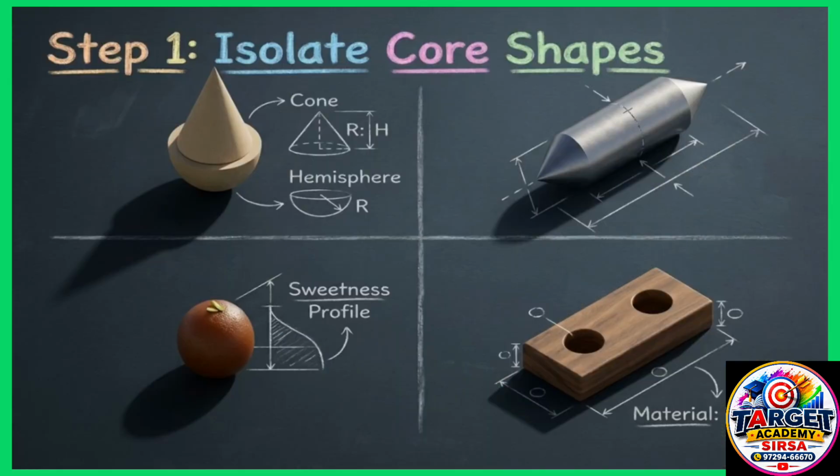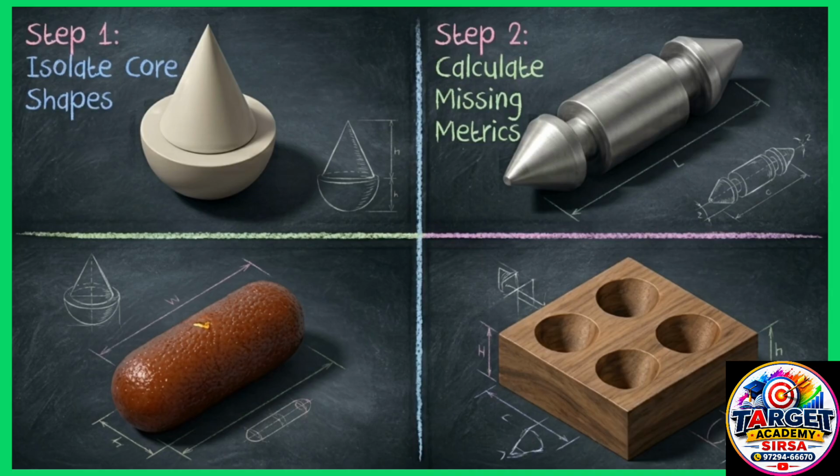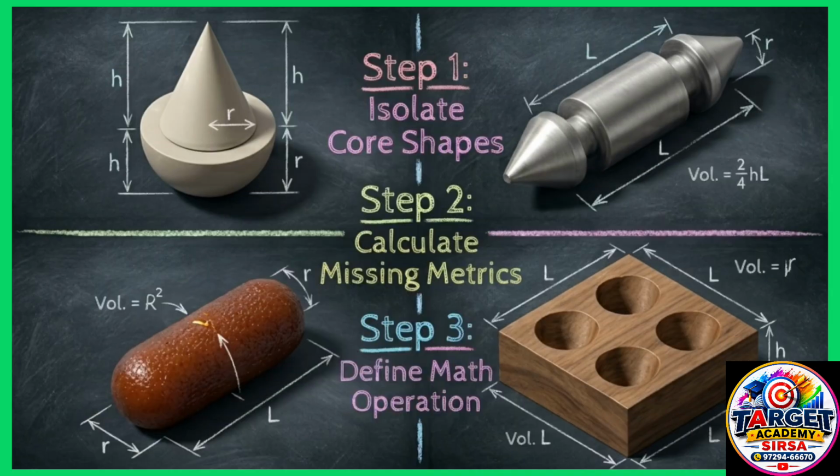As you can see in these 4 models, mastering 3D volume comes down to 3 rules. 1. Deconstruct the object into basic primitives. 2. Find the hidden dimensions by analyzing the total lengths. 3. Determine whether you are adding pieces together or subtracting empty cavities.